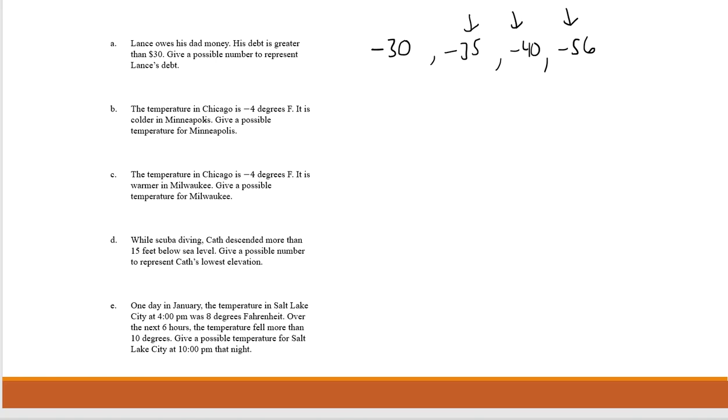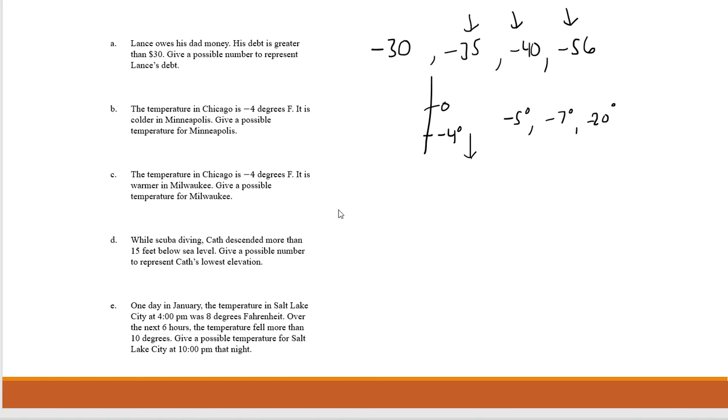So for B, the temperature in Chicago is negative 4 degrees Fahrenheit. It is colder in Minneapolis. Give a possible temperature for Minneapolis. So if this is our thermometer, and here is negative 4 degrees Fahrenheit, and this is the temperature in Chicago, and it's colder in Minneapolis. If it's colder, that means any of the temperatures that would be below the negative 4 would be colder. So negative 5 or negative 7 or negative 20. These would all be examples of temperatures that would be colder than Chicago's temperature.